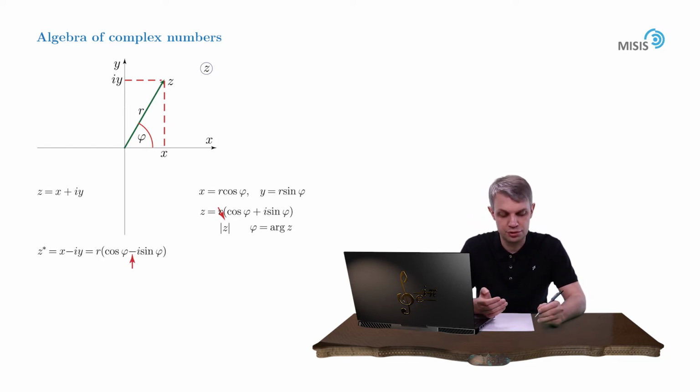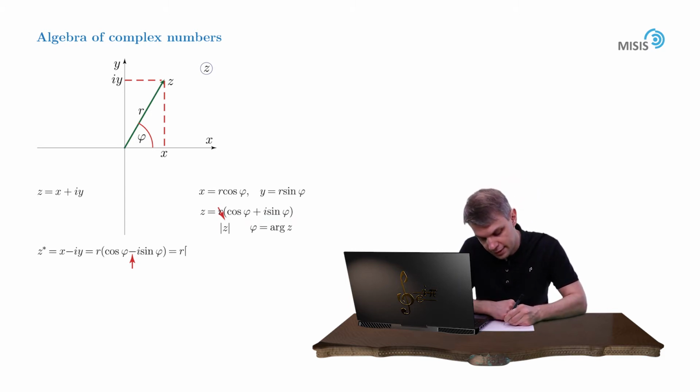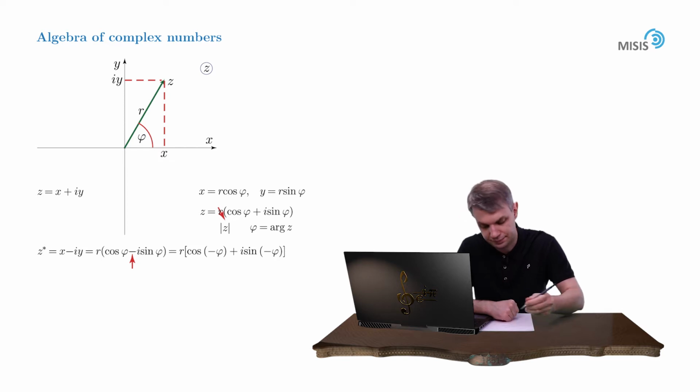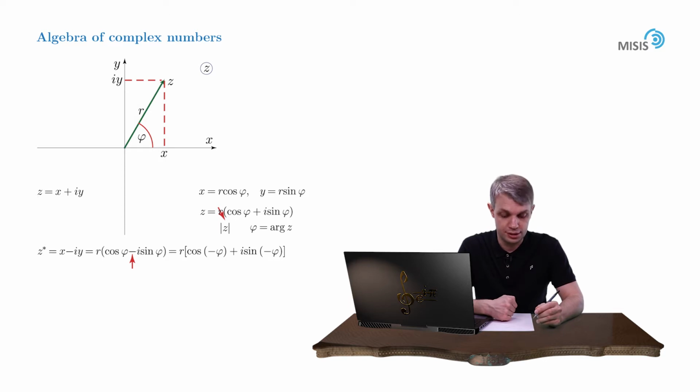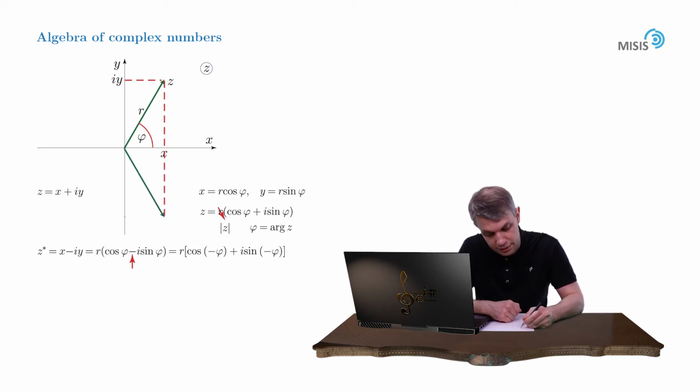In order to turn it into a true trigonometric representation, we need somehow to absorb this minus sign. And to do so, we need to use symmetry properties of our trigonometric functions. We can rewrite the sum as cosine of minus phi plus i sine of minus phi. And this is a standard trigonometric representation, which tells us that complex conjugation retains the modulus of the complex number intact while changing the sign of its argument. And indeed, you can clearly see it from a geometric representation. Angle phi is switched to angle negative phi.